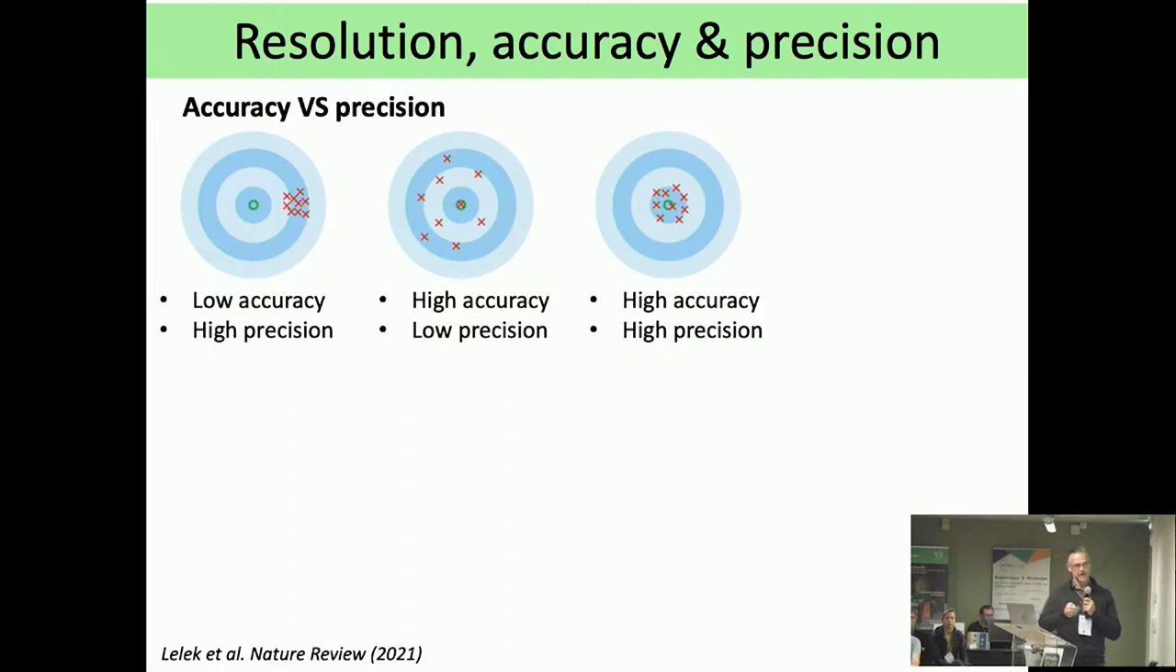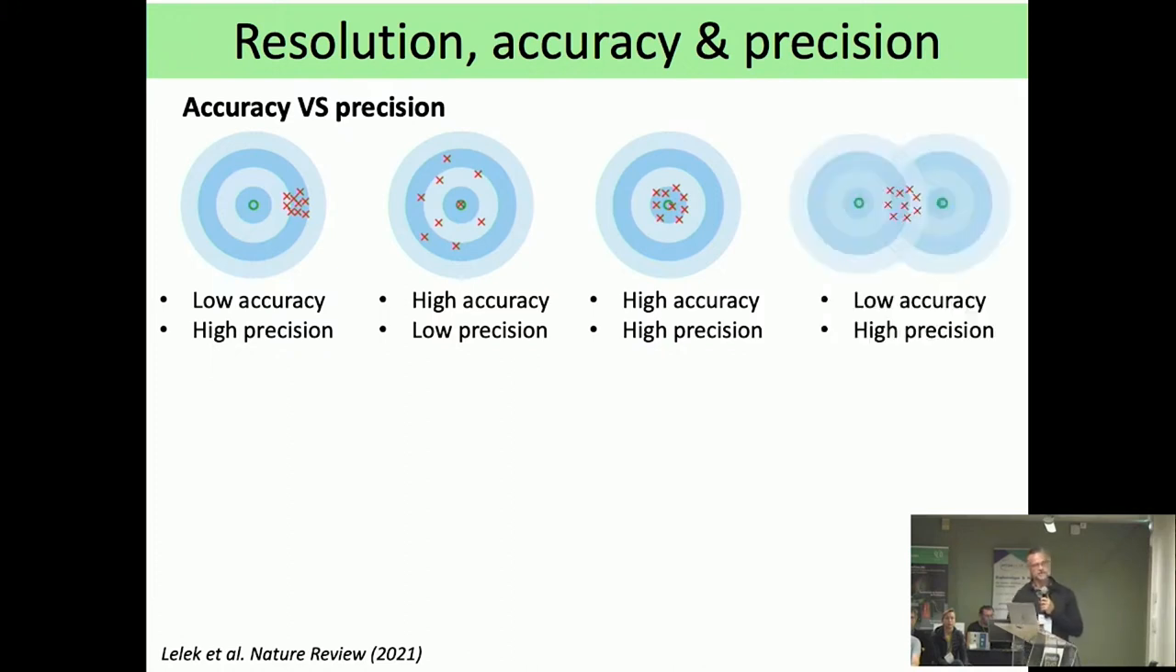And again, coming to my initial statement, if you have more than one fluorophore shining at the same time, this is the worst case scenario, where you can have high precision, but mostly you detect the barycenter of a few molecules, which gives you a very low accuracy in this case.